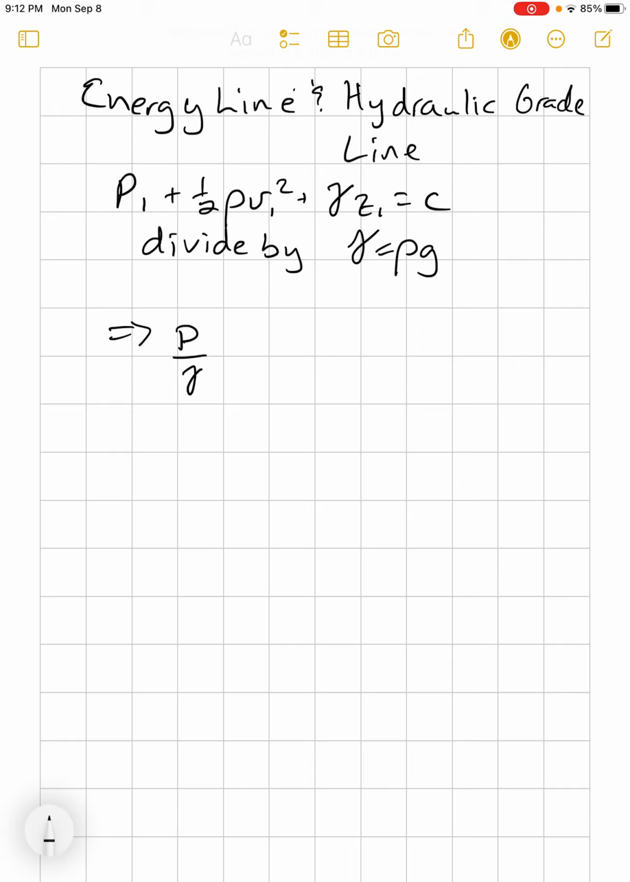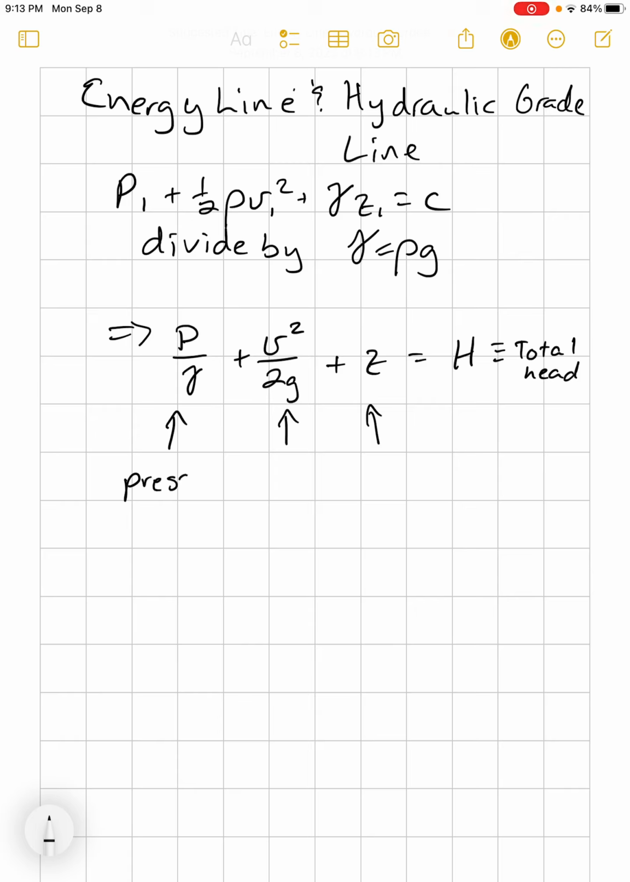So we're going to have the pressure divided by the specific weight. Then we're going to have V squared over 2g plus z, and that's going to equal another constant. We're going to call that H, and H is the total head. Okay, and the idea behind this is that it gives you an idea of the height in a measurement device that this would generate.